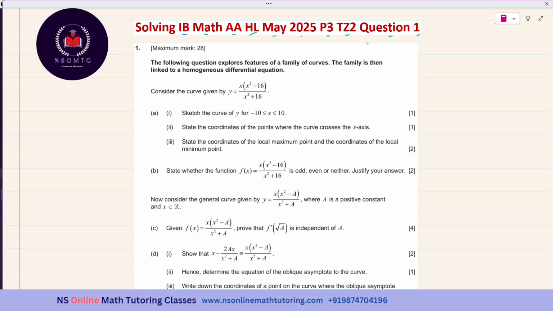So without any further delay, let us start to solve this question number 1. The maximum mark is 28. The following question explores features of a family of curves. The family is then linked to a homogeneous differential equation, that means the ones that we solve with the substitution y equal to vx. Let's see what the question is asking for.